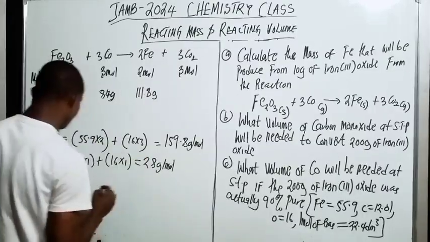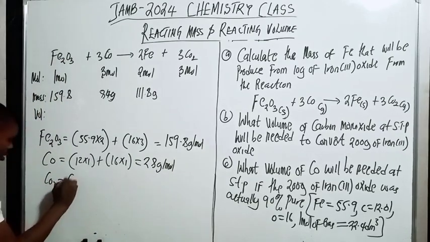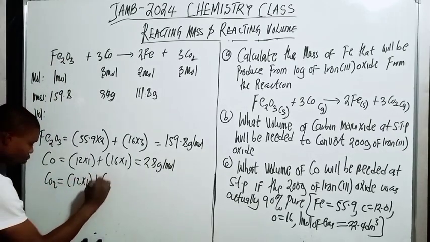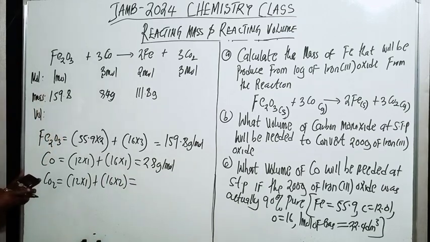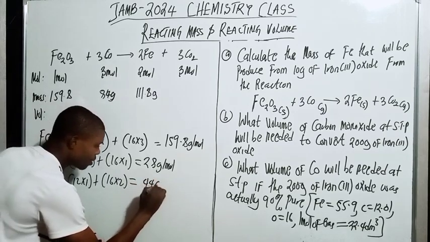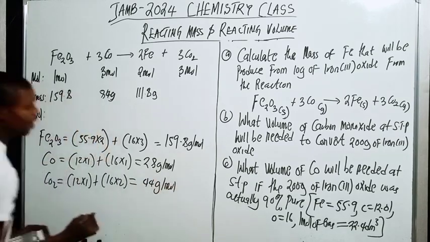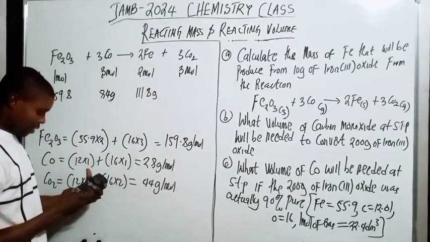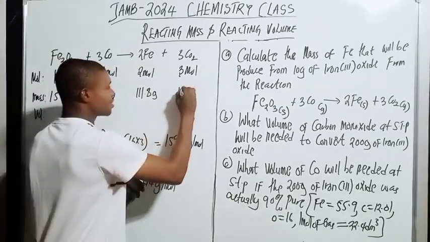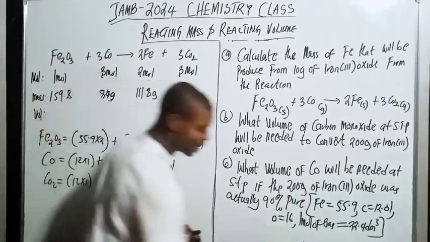Now CO2. CO2 is 12 times 1 plus 16 times 2, so 16 times 2 plus 12. Here we have 44 gram per mole. Do you understand? To get the mass, multiply by 3. So 44 times 3, here we have 132 gram. Please pay close attention here.